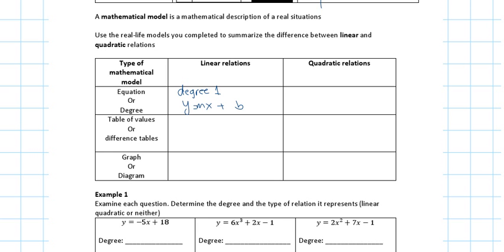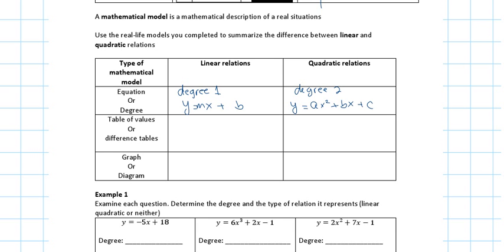How about a quadratic relation? What degree is it? 2. And then the equation is going to look like this: y equals a number x squared, plus a number x, plus another number. Again, the plus or the minus could be anything. And then a, b, c could be any number. A cannot be 0, though.